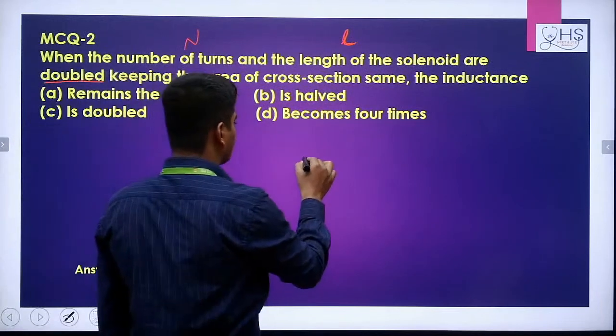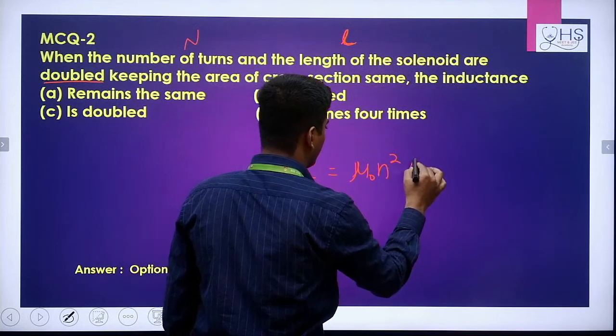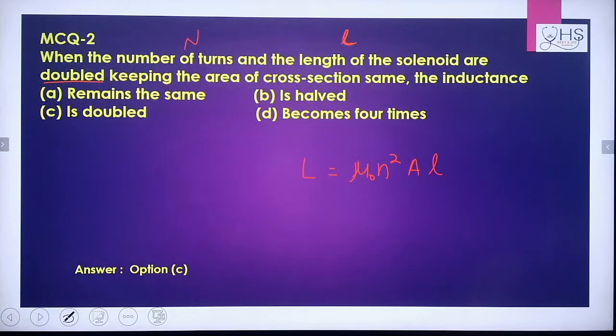Now listen, what is your inductance formula? L equals mu naught n squared A into L. This is the formula we calculated last class for a solenoid.